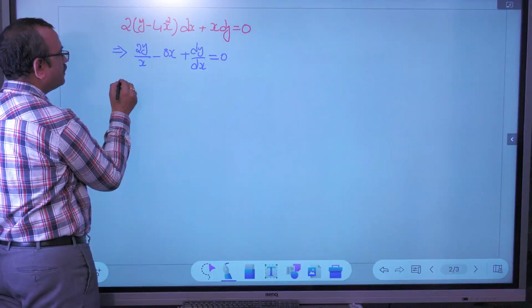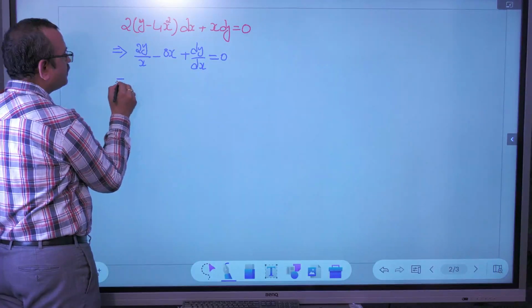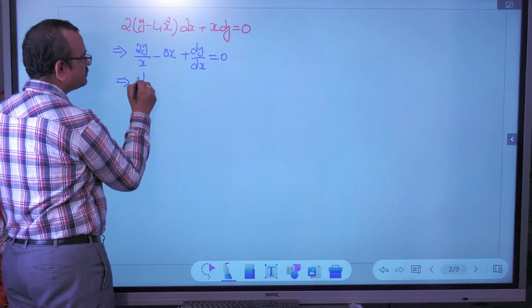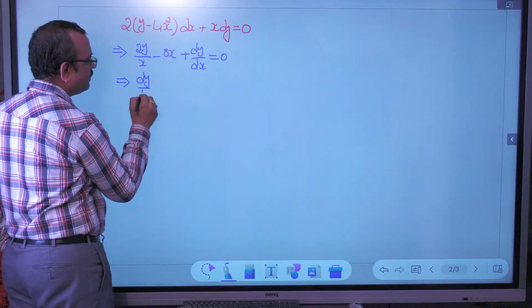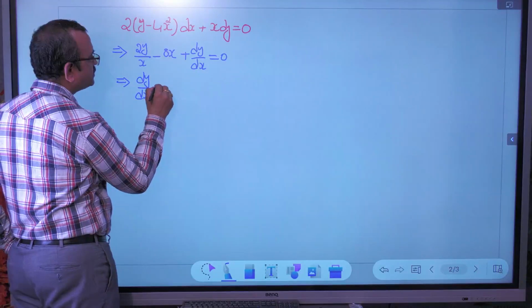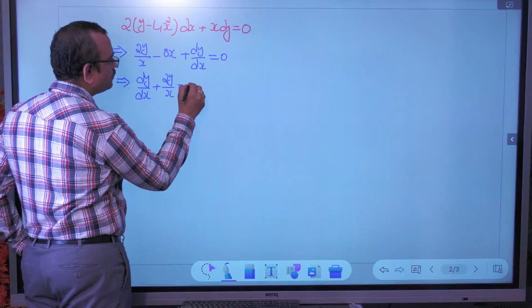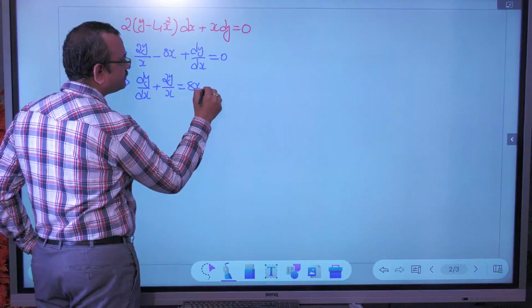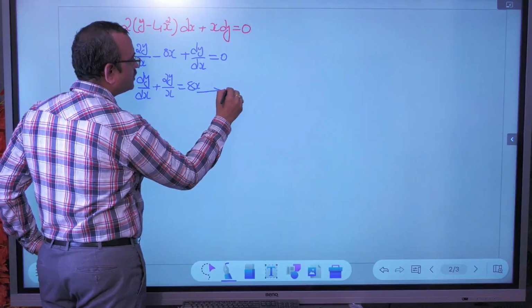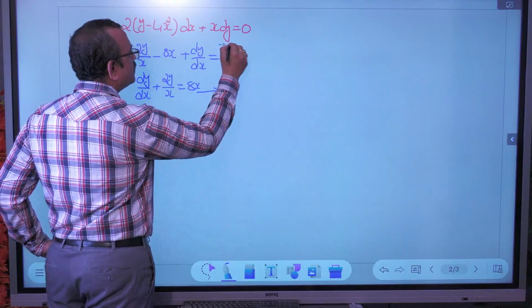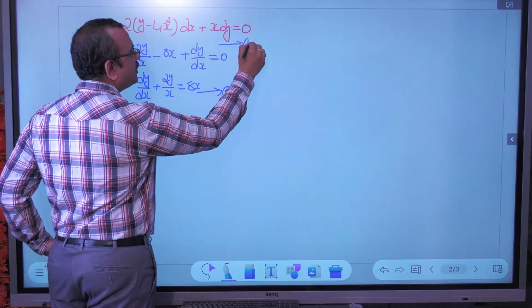Now we will try to convert this one into the standard form, which we can write as dy/dx + 2y/x = 8x. Now you take this one as equation 2, and the given equation as equation 1.